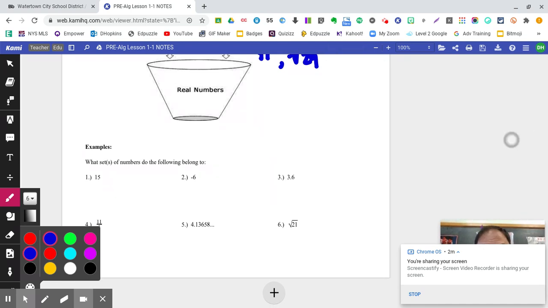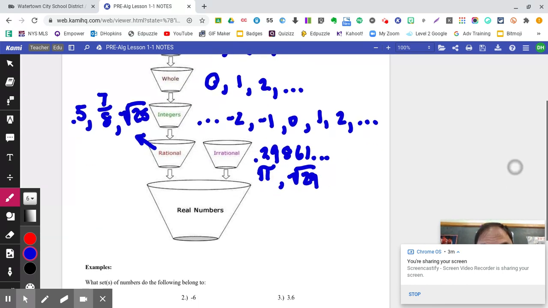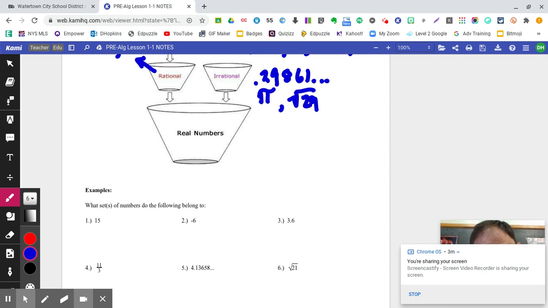15. We saw that in natural numbers. It's also a whole number. It's an integer, and it's real. So it can be all of them. Natural, whole, integer, rational.